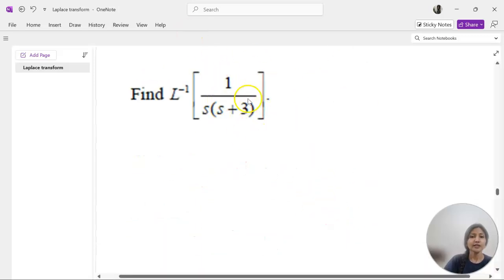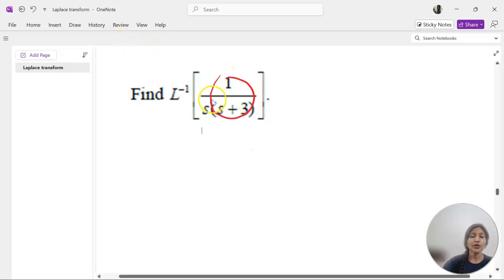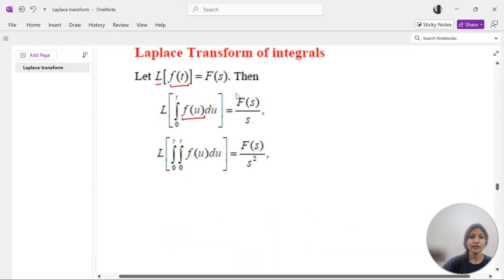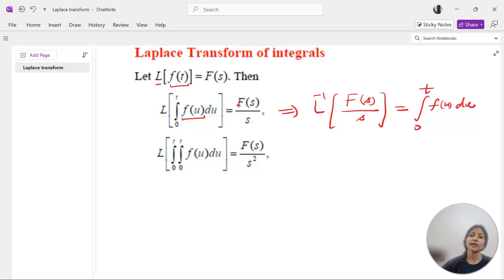Simply 1 over s plus 3. It's always the inverse: the Laplace inverse of 1 over s plus 3 is e to the power minus 3t. And here we have this upon s, right? So you apply this formula here. The Laplace inverse of capital F of s upon s will be equal to the integration from 0 to t of f of u du. So if you see some function divided by s, you must know its Laplace inverse, which is f of t, or small f of u, and it is integrated from 0 to t.